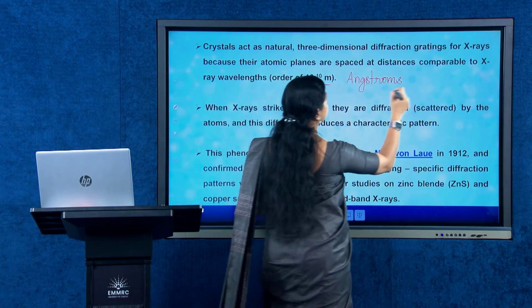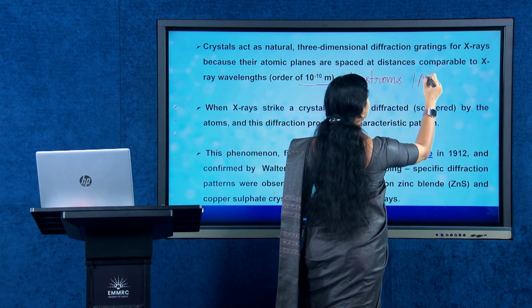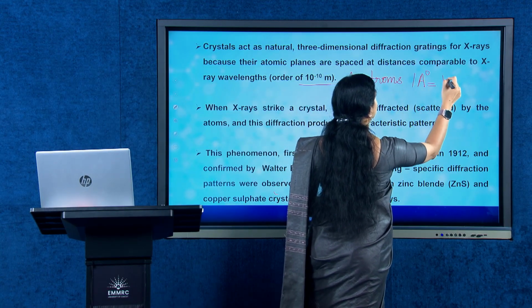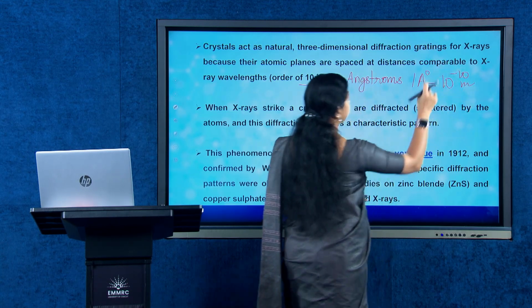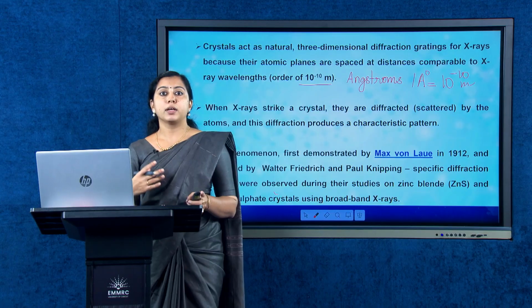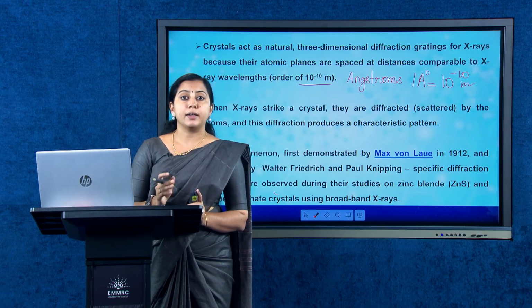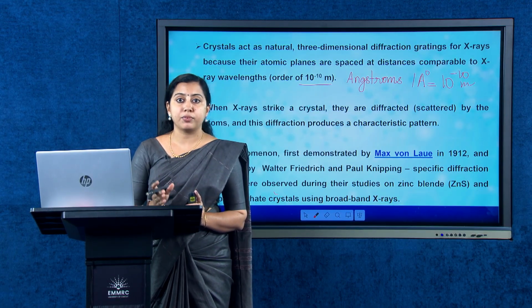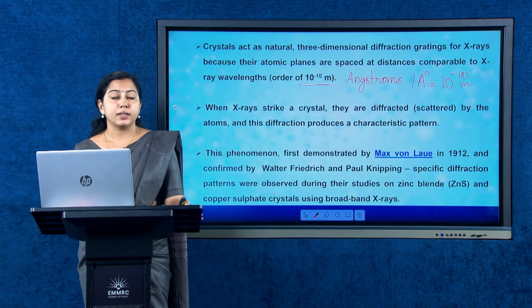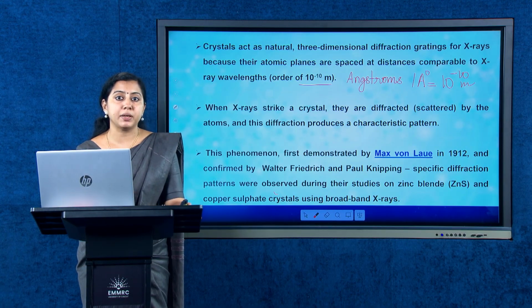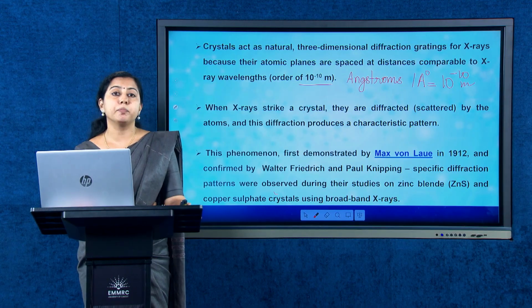We know that 1 angstrom is equal to 10 to the power of minus 10 meters. Okay. So, crystals are natural three-dimensional diffraction gratings for X-rays because their atomic planes have a spacing or distances comparable to the wavelength of the X-rays.